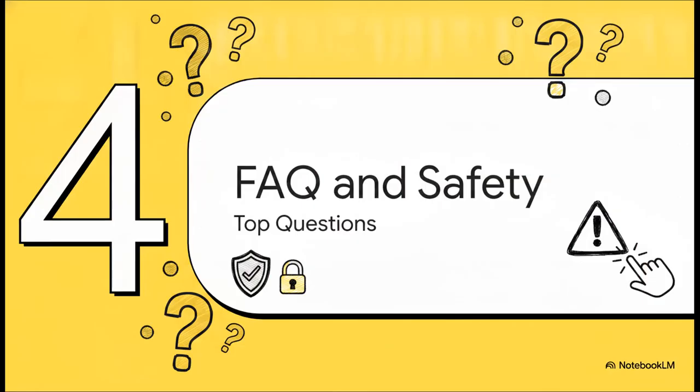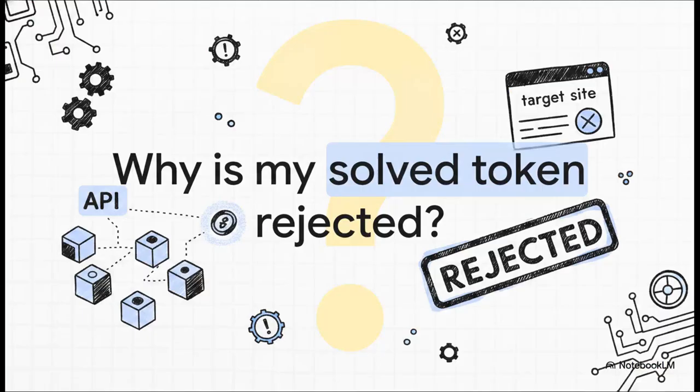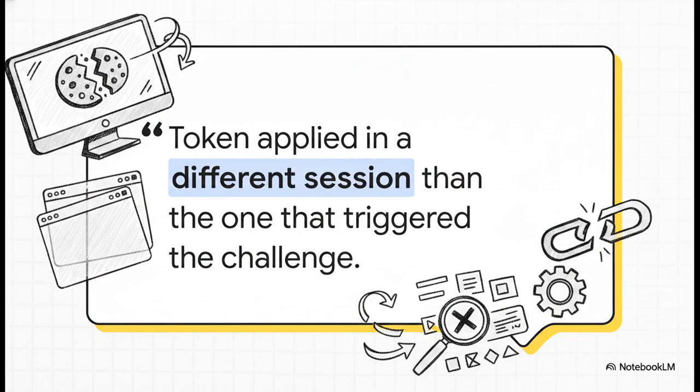Section 4. Developer FAQ and safety. Answering your top questions. All right, question number 1. It is for sure the most frustrating, most frequently asked developer question we see. Why is my solved token being rejected by the target site? As we highlighted earlier, the answer is almost always this, usually because it was submitted from a different browser or HTTP session than the one that generated the challenge. You simply have to keep your cookie jars and sessions identical.